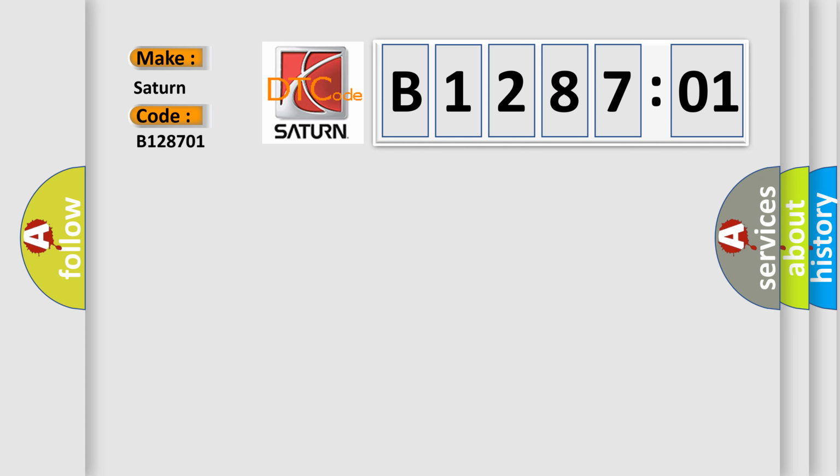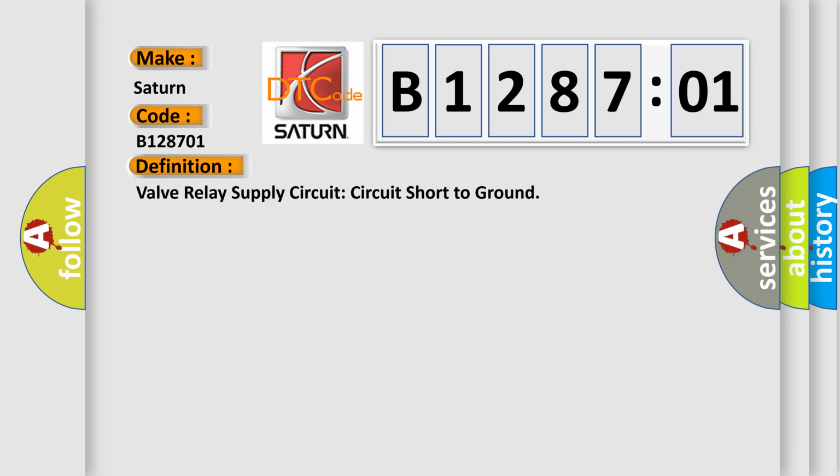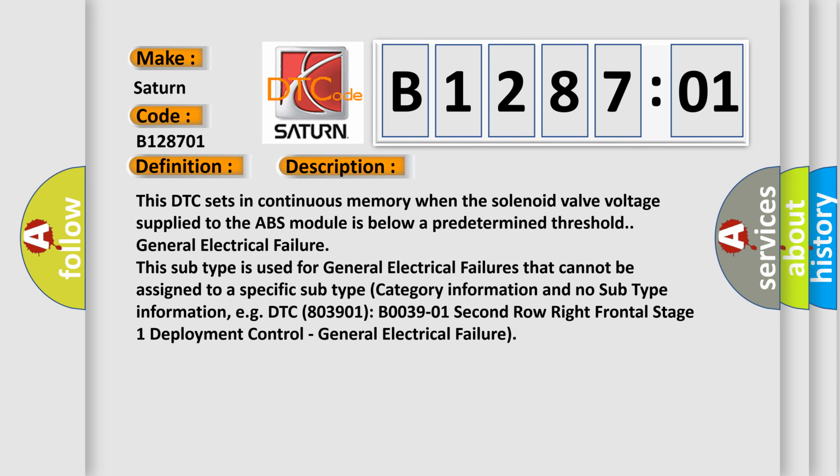The basic definition is valve relay supply circuit short to ground. And now this is a short description of this DTC code. This DTC sets in continuous memory when the solenoid valve voltage supplied to the ABS module is below a predetermined threshold. General electrical failure. This subtype is used for general electrical failures that cannot be assigned to a specific subtype category and have no subtype information, e.g. DTC B003901 second row right frontal stage 1 deployment control, general electrical failure.